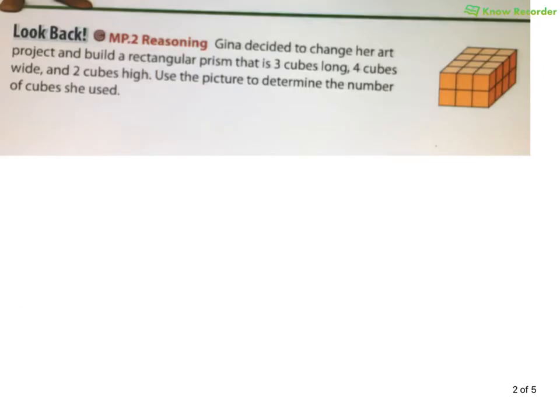Let's take a look at this. Gina decides that she has this art project. She builds a rectangular prism. She says that it's 3 cubes long, 4 wide, and 2 high, and they want to know the volume.